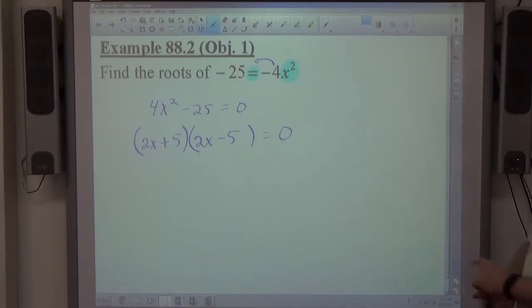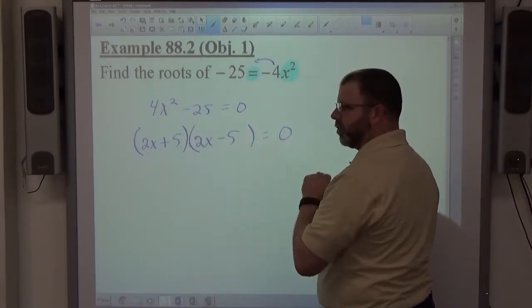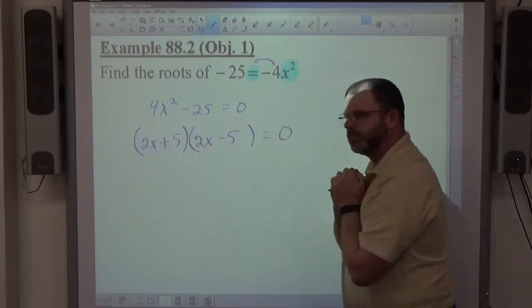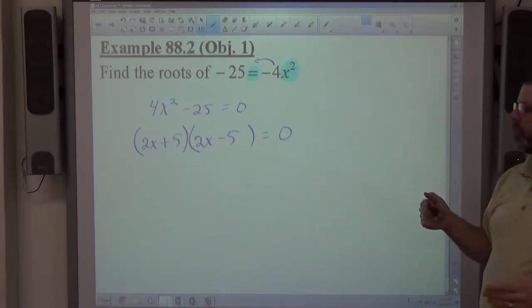Square roots is a sum. Square roots is a difference. 4x squared is in front, so those are in front. That's in back, those are in back. Again, equals 0 is just part of the problem.